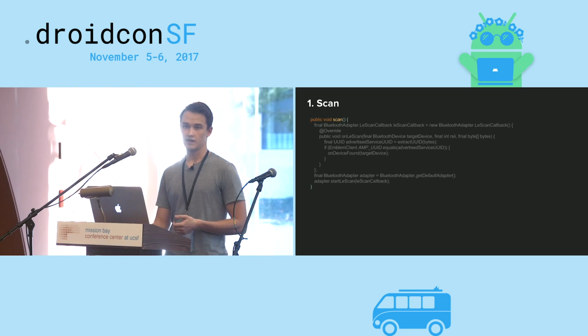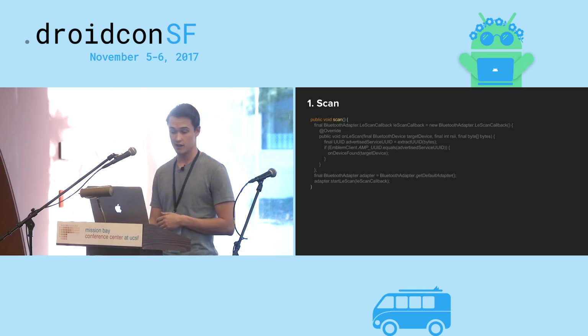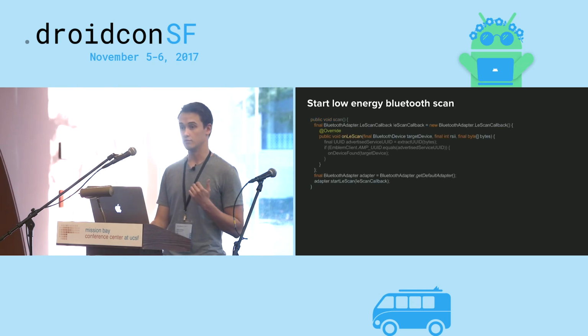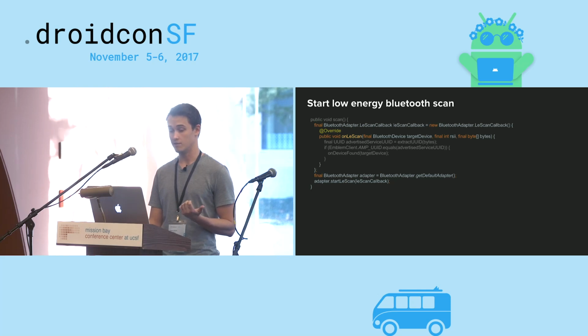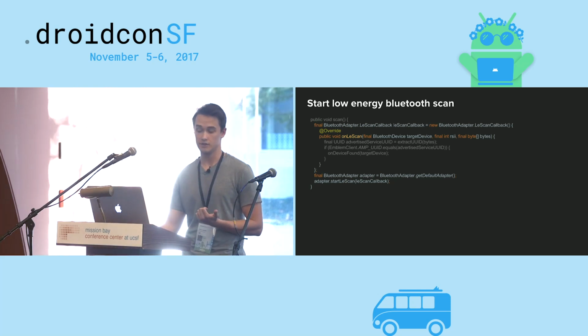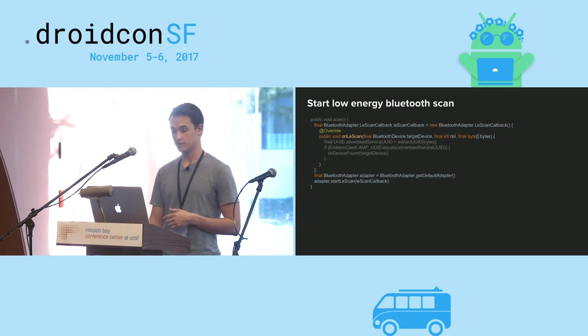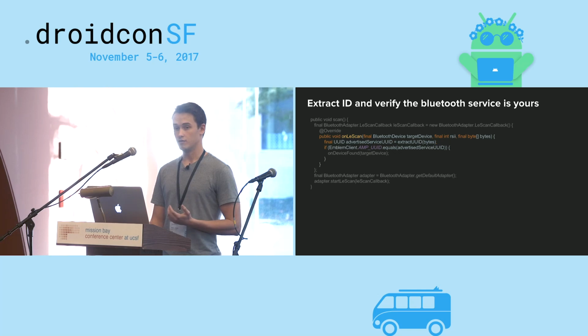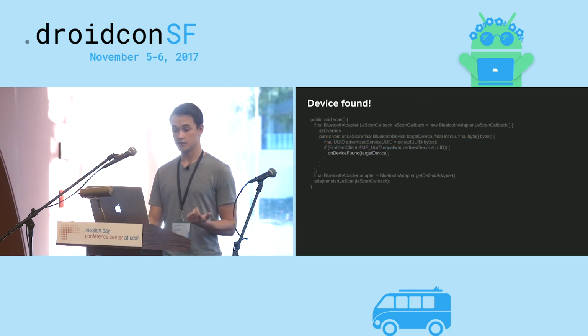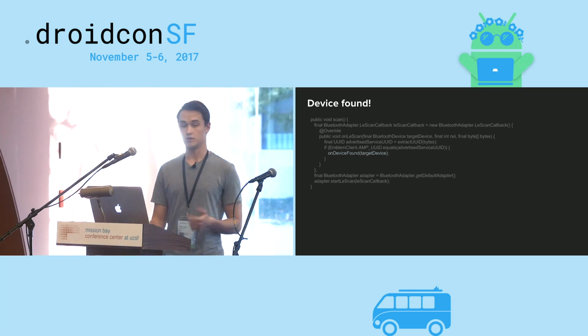The first step is scanning, and I've outlined a method here. It's just the scan method, and we take the Bluetooth adapter from the default Android APIs and start a low-energy Bluetooth scan, which will start getting callbacks of new devices in our area. And this is just part of the default Android APIs. To find the device that we want, we take the bytes which were advertised in that advertisement frame, extract an ID from them, and then see if it matches the service that we're looking for, which is the AMP service. And if it is the one we're looking for, then we found our device. We can move on to connection.